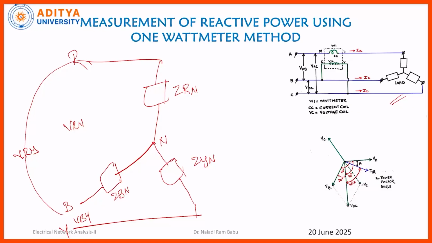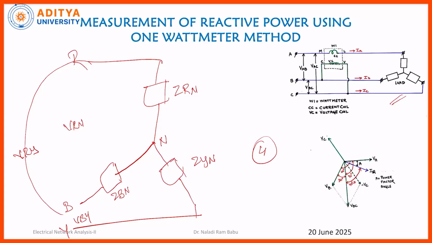But as in the previous classes we have discussed RYB, here I have drawn in the form of RYB. I have stated that with the help of this 1 wattmeter method we are going to measure the power in three phase. That means this 1 wattmeter, having 4 terminals, should be connected across all the respective phases.